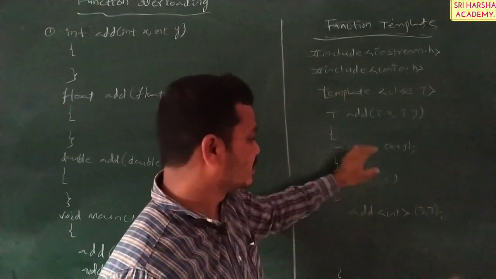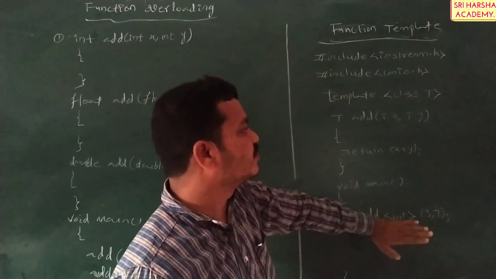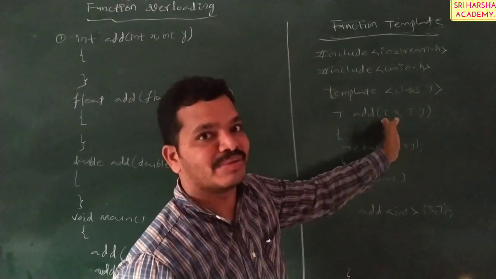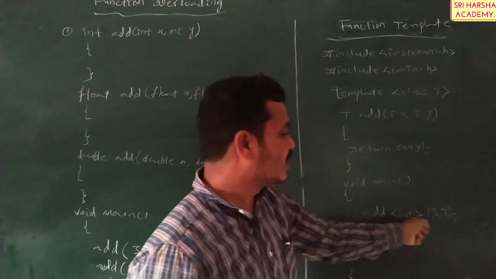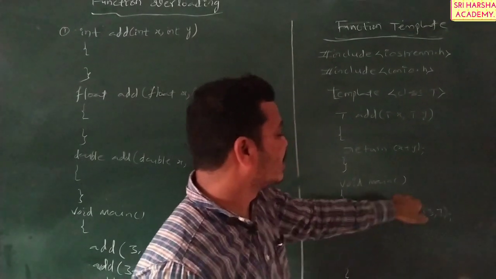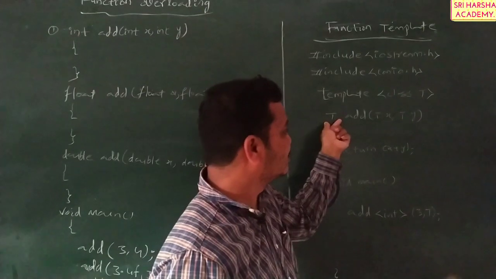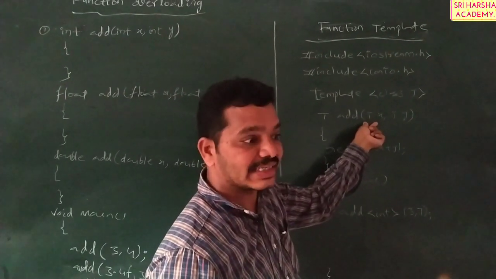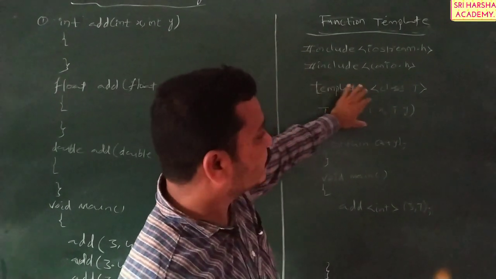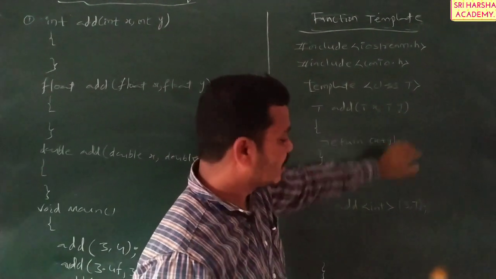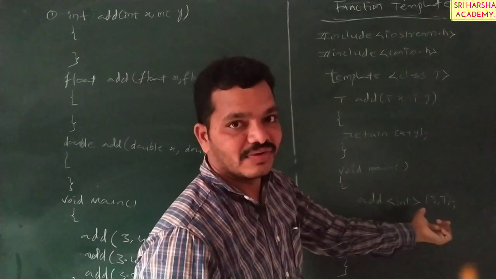Now the main function. Here in the call to addition, we should specify which type of values are passed to the parameters, the template parameters x and y. Suppose I mention int, then 3 comma 7. Here T acts as integer, and here also T acts as integer. So now int add of integer x, integer y, with 3 comma 7, it returns the value 10.